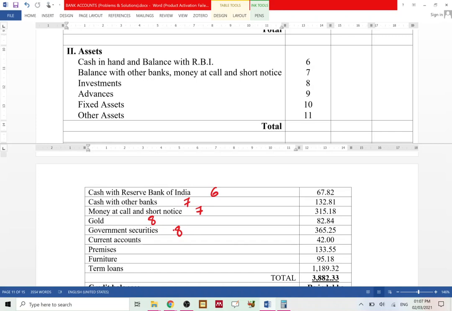Then next you have is current accounts. Where will this come? Current accounts with a debit balance. Where will this amount come?